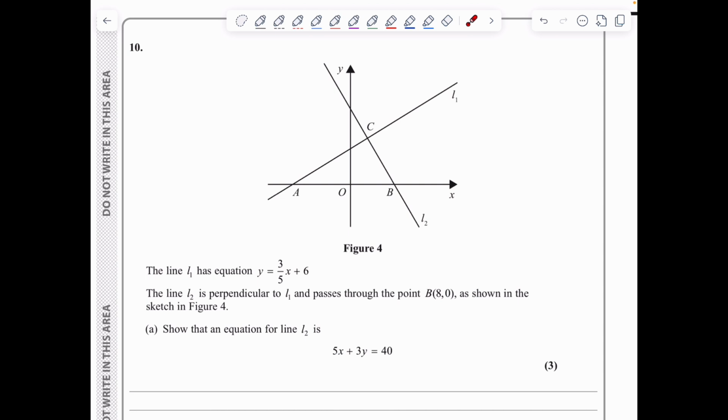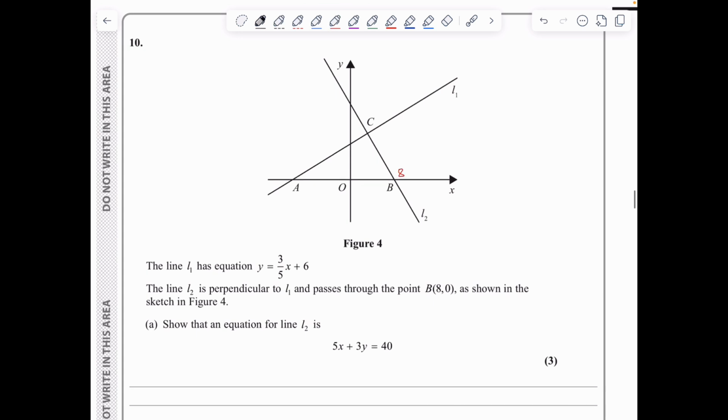In question 10, we are told that the line L1 has equation y equals 3 over 5 x plus 6. This is the line L1, and the line L2 is perpendicular to L1, passing through the point B with coordinates (8, 0). And we need to show that an equation for L2 is 5x plus 3y equals 40. Well, let me start by noting that B has coordinates (8, 0).